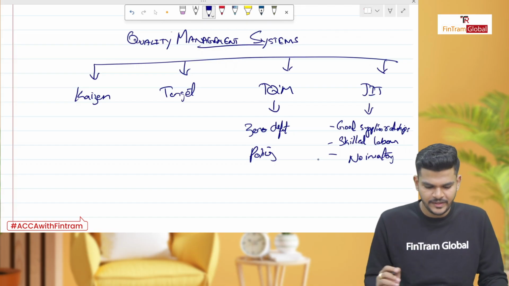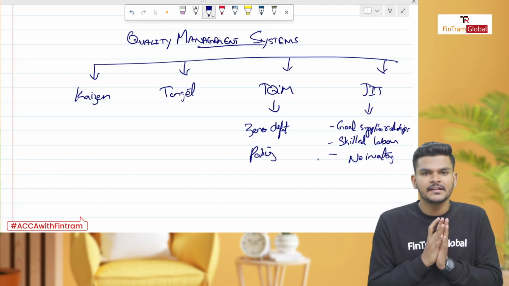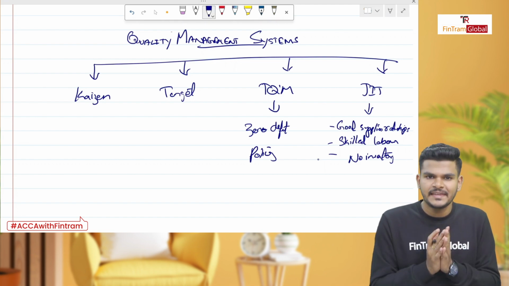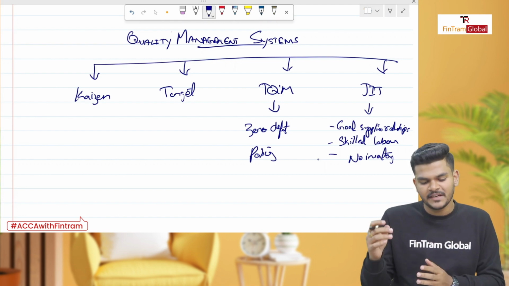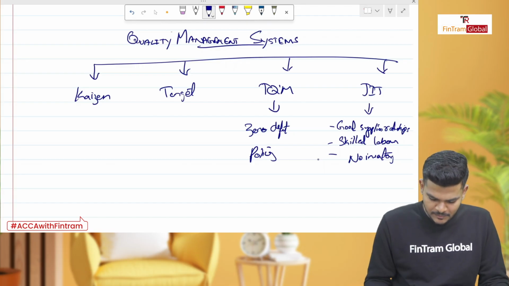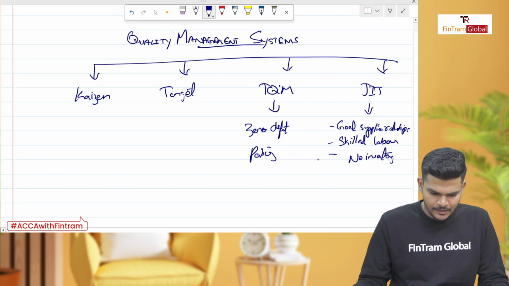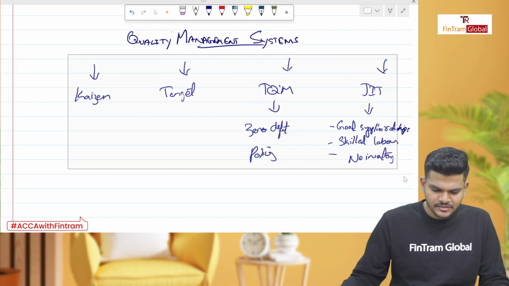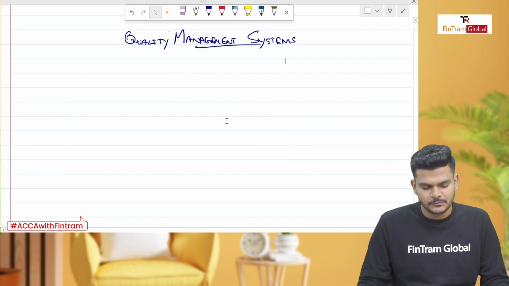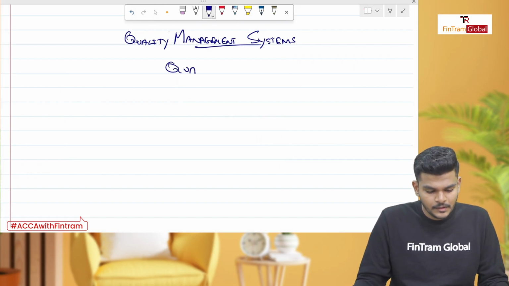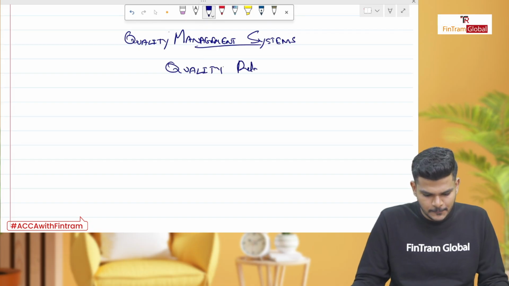So yeah, these are the concepts of quality management systems. These are different strategies that we can implement in order to maximize the quality to a certain extent. All right, makes sense as to what these are. And then when it comes to quality, there are some quality related costs which we should learn about as well.